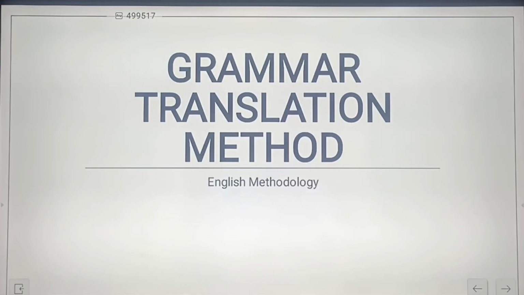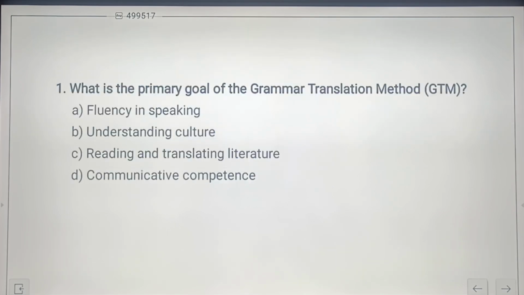Grammar translation method in English methodology or English language teaching, ELT. Now let us practice the most important MCQs with answers from the examination point of view. Let's get started. The first question is, what is the primary goal of the grammar translation method?